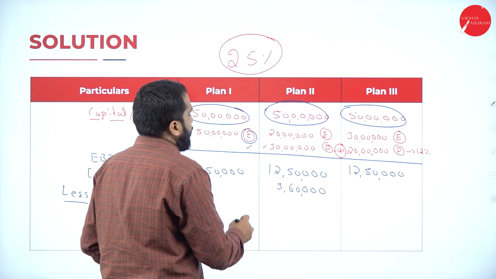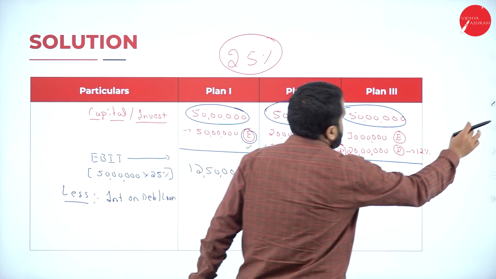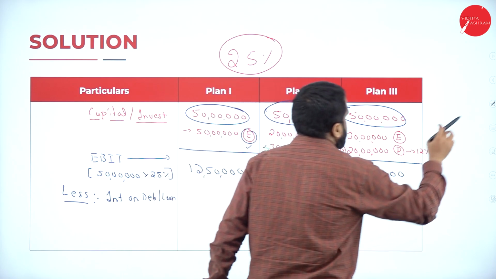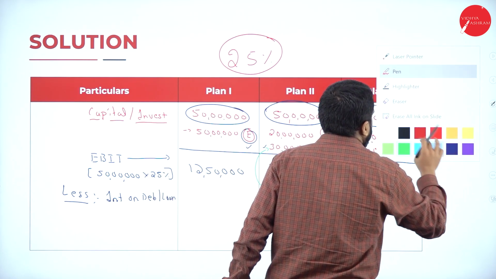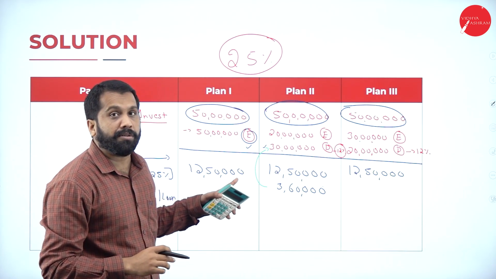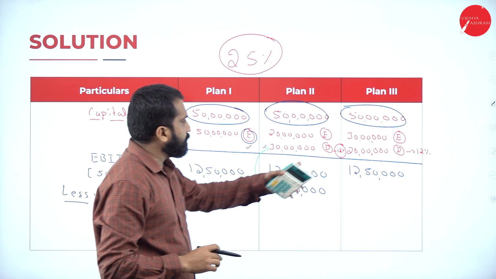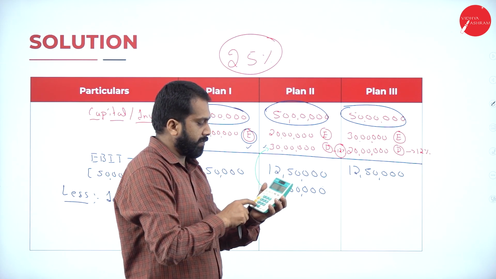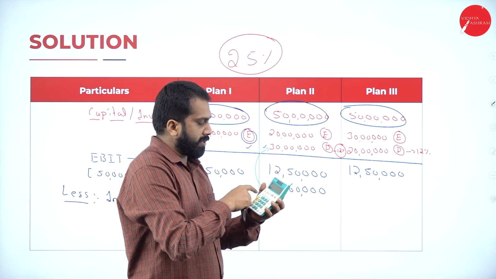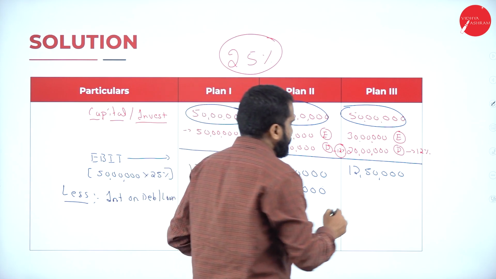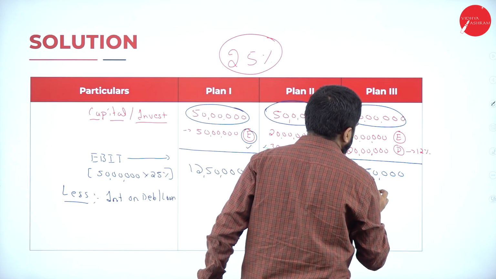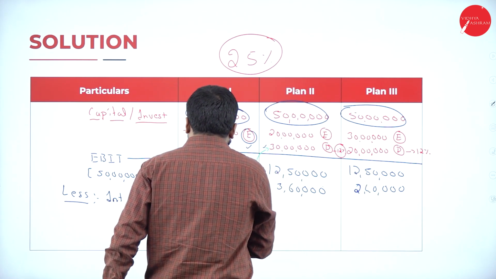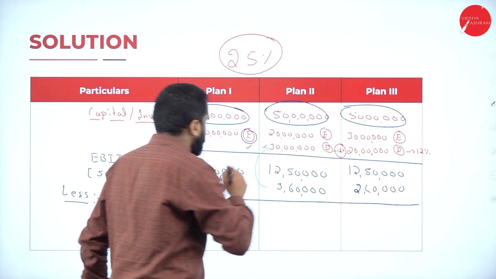3,60,000. It should be calculated on what? Remember, it should be calculated on this. How much debenture you have, on that only you are supposed to calculate. Similarly, you have 20 lakh here. On 20 lakh multiplied with 12%, I got 2,40,000. So your first step is done.